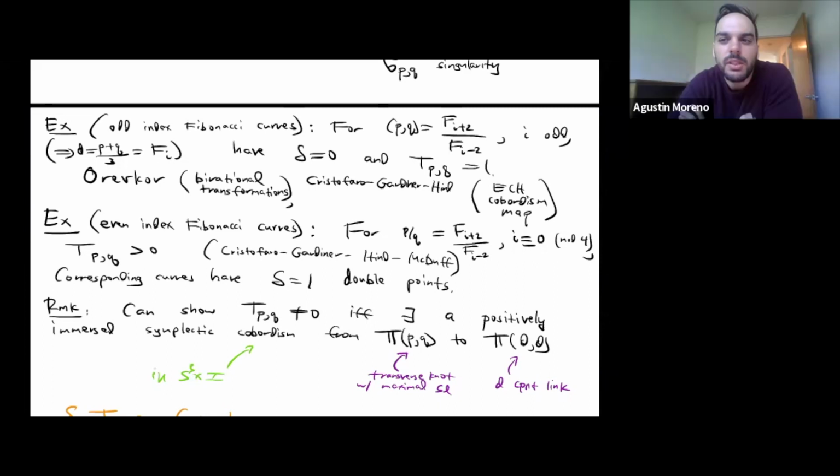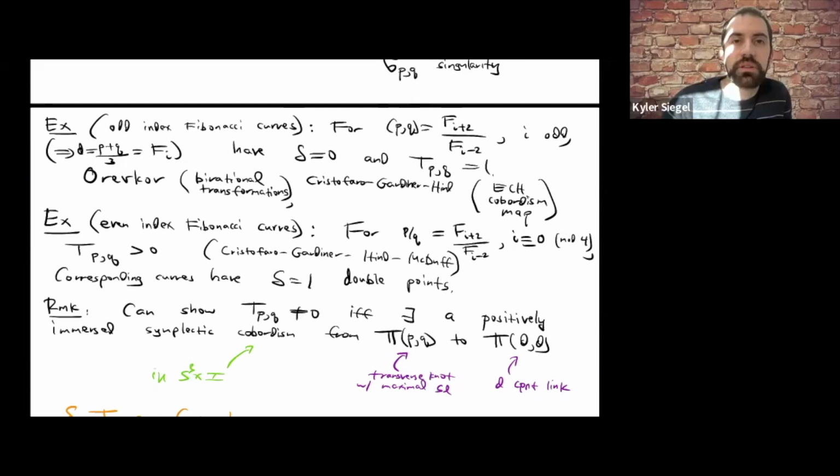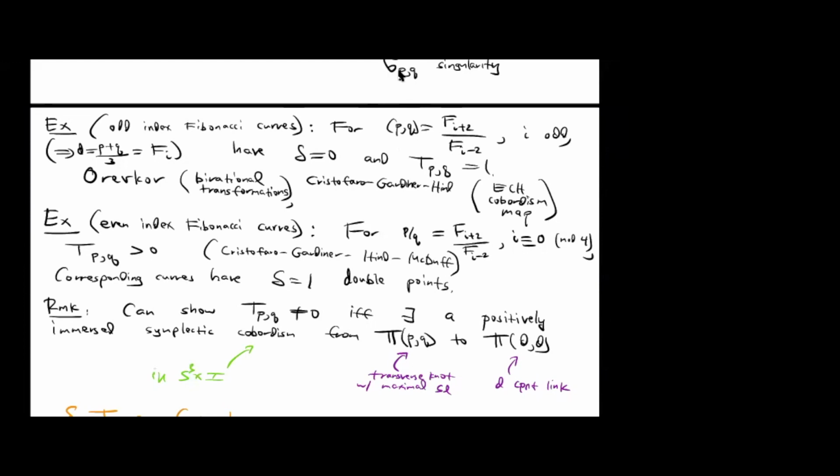There's some question in the chat. Mohammed, do you want to speak up? Yeah, so is it by any chance possible that this formula comes from some localization calculation once you interpret this count algebraically?